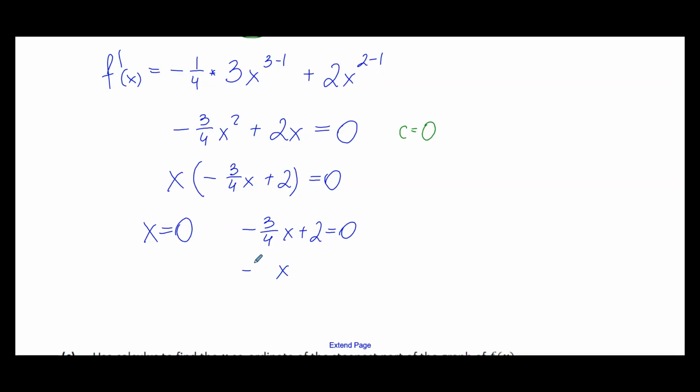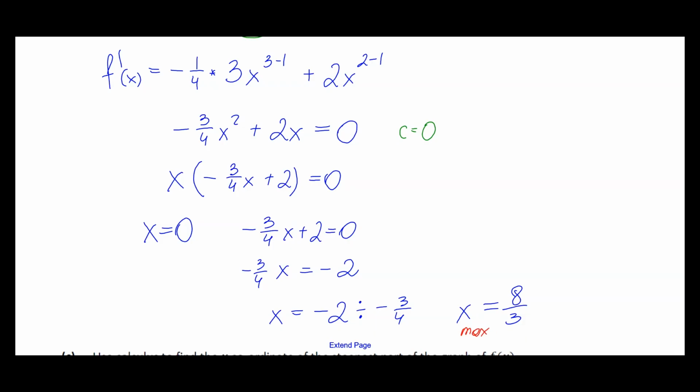Then we move our 2 to the other side, therefore change the sign. And we want x, not x multiplied by a number, so we divide both sides by minus 3 over 4, the number that stands beside x. And when we put that in our calculator, we get that the value of x here is 8 over 3. Now, that is the maximum value of x.